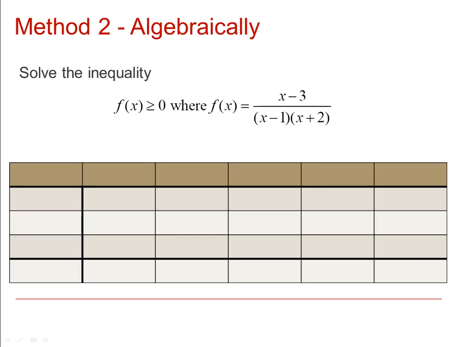So this is our example. f of x is x minus 3 over x minus 1, x plus 2. So the critical values are at x equal to 3, where we can see that f of x must be equal to 0, because the top line is equal to 0, and then x is equal to 1, and x is equal to negative 2, and these are asymptotes.